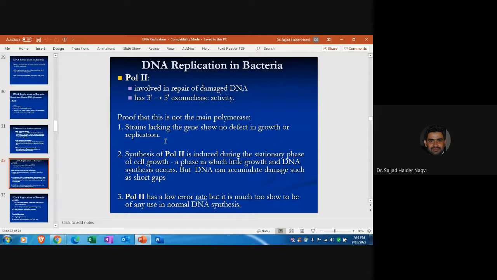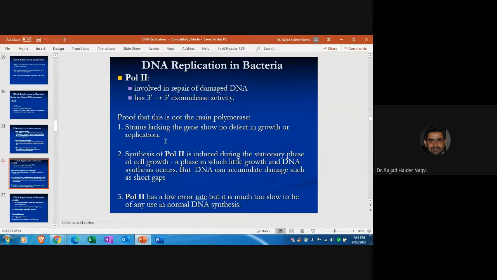So that proves that this is not the main polymerase as well, because you can see that we haven't mentioned that this enzyme is doing the addition of the chain. So polymerase 1, neither, and polymerase 2, they are not the main DNA polymerase enzyme which are involved in the new chain formation. And the proof that why it's not the main polymerase, now again there are 3 points.